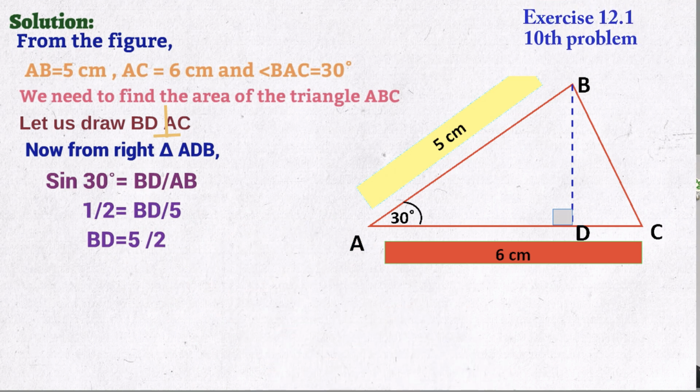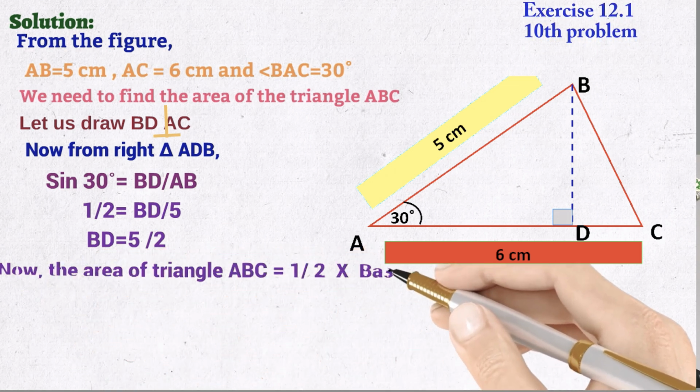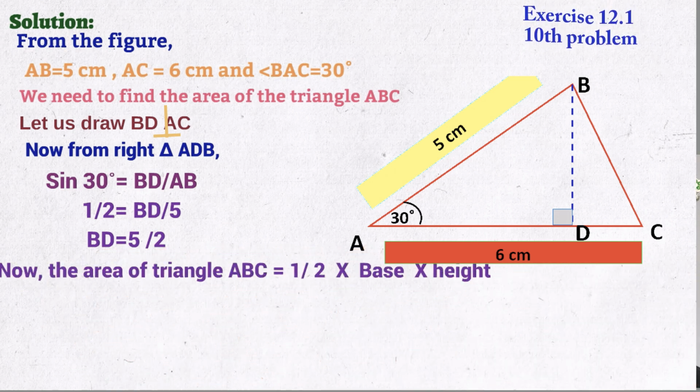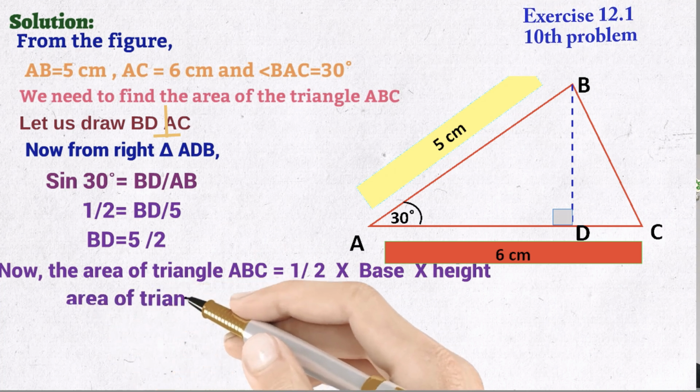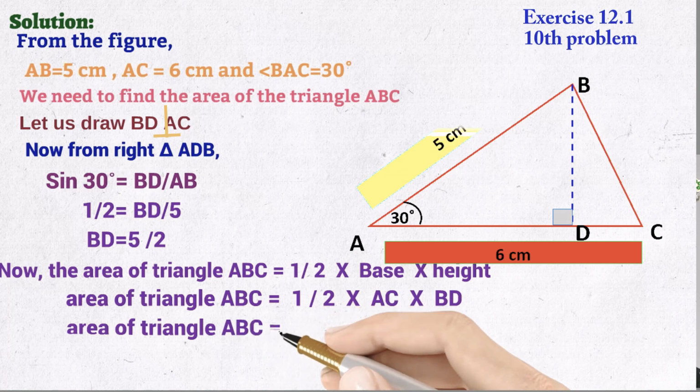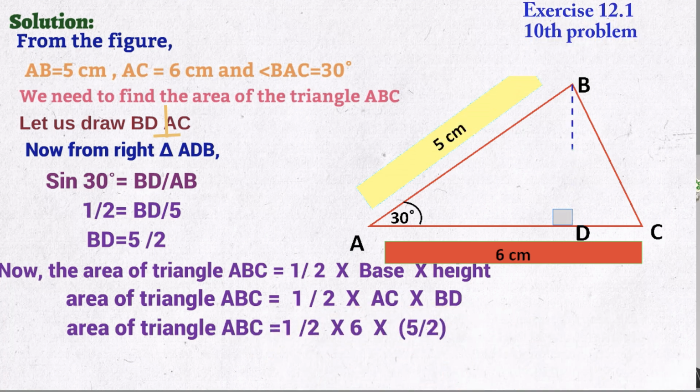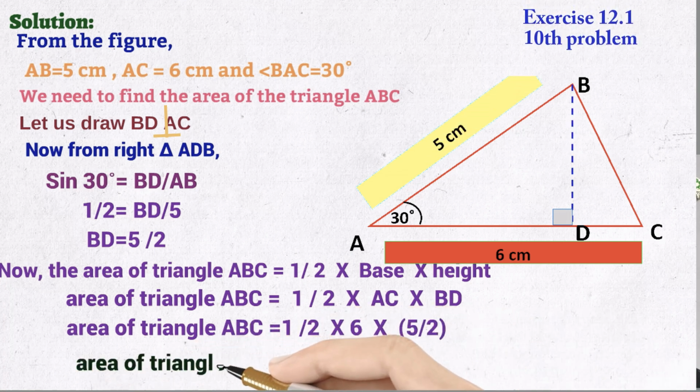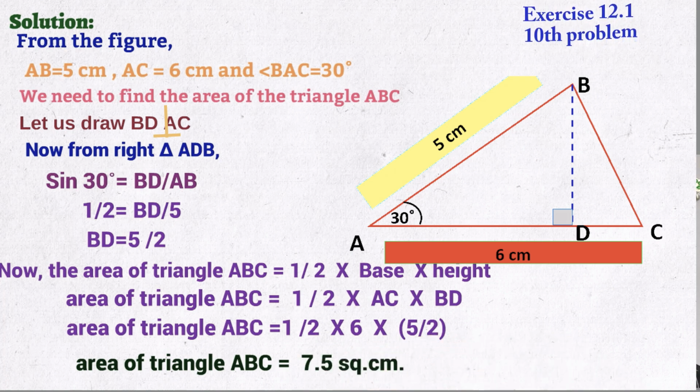So now we have the base of the triangle ABC, and also we have the height of the triangle ABC. Now we can find the area of the triangle ABC. Area of the triangle ABC equals half into base into corresponding height, and substituting their values we get area of the triangle ABC equals 1 by 2 into 6 into 5 by 2, and further simplification we get the area of the triangle is 7.5 square centimeters. So this is the required area of the given triangle ABC.